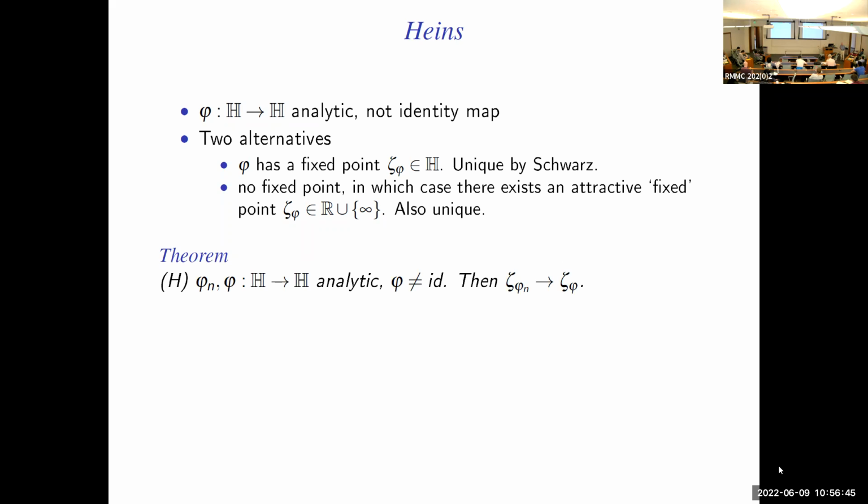So this is the Heins theorem. Suppose that phi n and phi are analytic functions from the upper half plane to itself, and phi n converges to phi, and phi is not the identity function on the upper half plane, and therefore phi n itself is not the identity function for n large. Then this point zeta phi n converges to zeta phi.